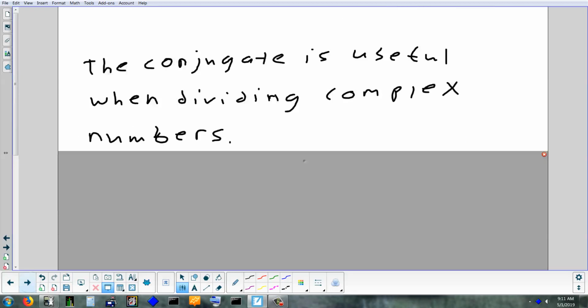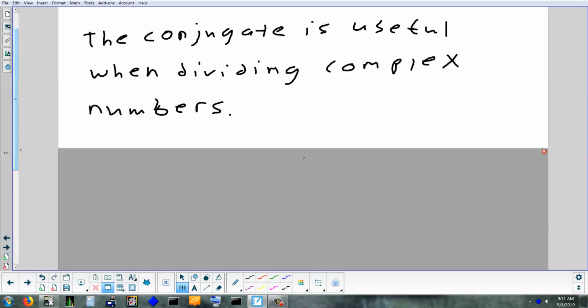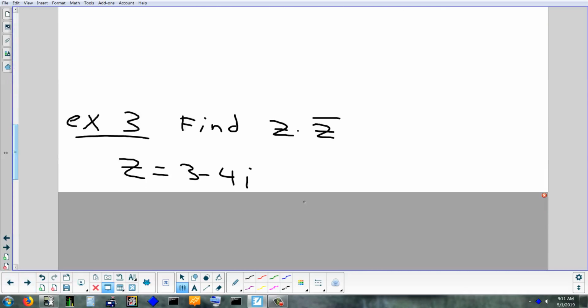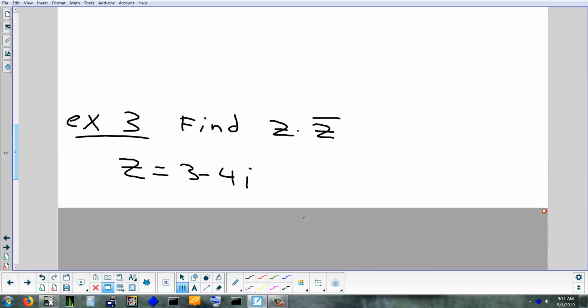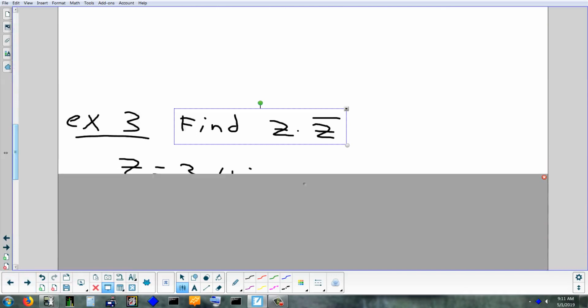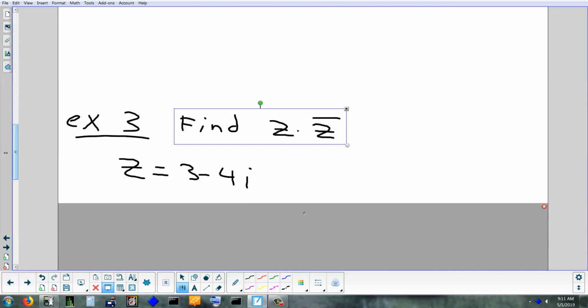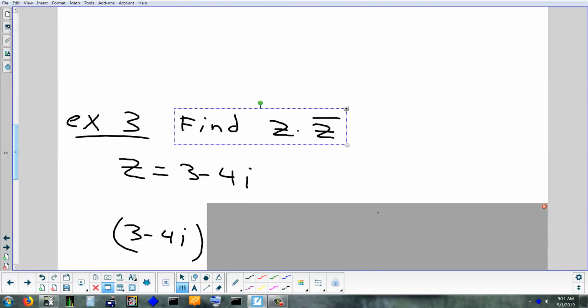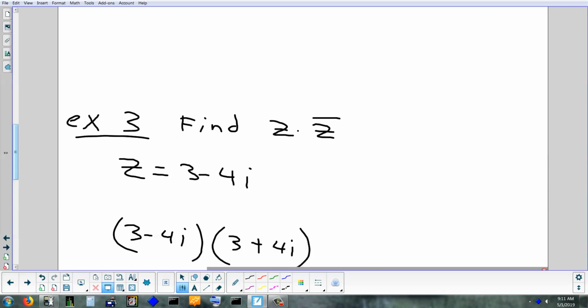Okay, so now let's take a look at this. I want to multiply a complex number times its conjugate and see what happens. I'm going to give you a complex number and ask you to multiply by the conjugate. There's your complex number, 3 minus 4i. What do I want to multiply it by? The conjugate of Z, which would be 3 plus 4i. I want to do that out and see what I get.